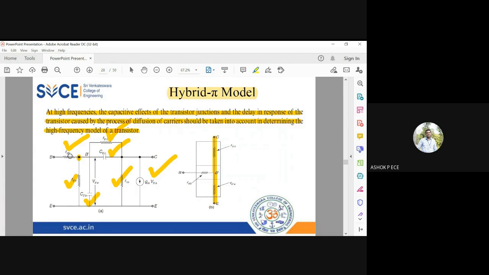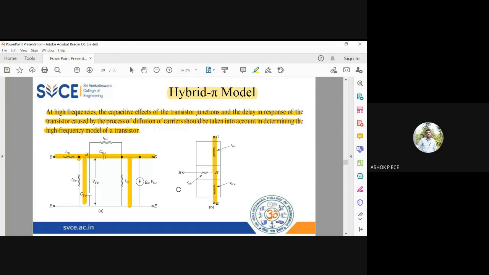Why is it called the pi model? See, the look is like a pi. You are able to see a pi symbol here. It is looking like a pi, right? You see the straight line and you are having the two things in parallel here. So this is looking like a pi, right? So it is called a hybrid pi model.